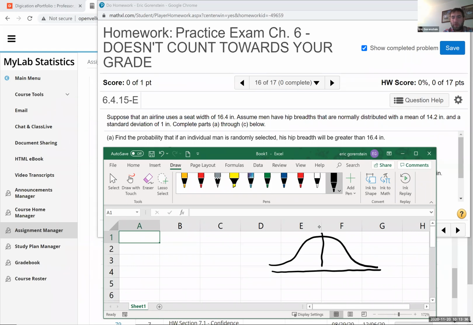So we have the normal distribution. We're given that men have hip breadths with a mean of 14.2. You could only fit in the seat if your hip breadth, or your breadth means the width of your hips, is less than 16.4. So the question is, find the probability that for an individual man randomly selected, the hip breadth will be greater than 16.4. So 16.4, maybe over here somewhere. And the probability that one randomly selected person has hips wider than that, so greater than 16.4, we need to find that area.